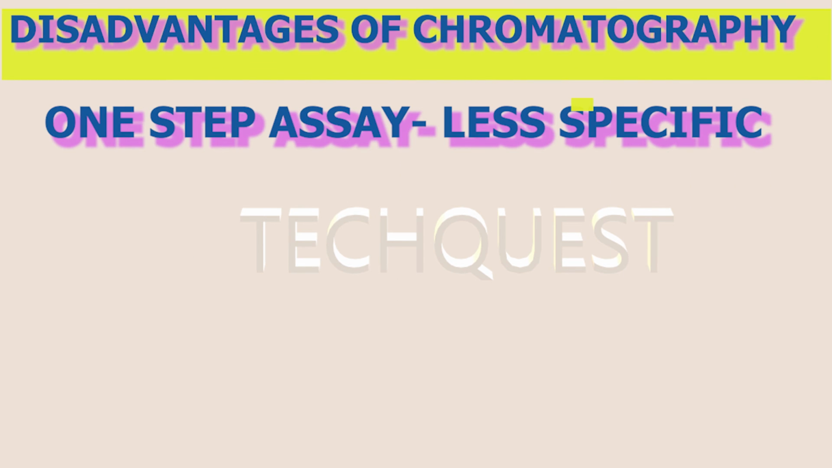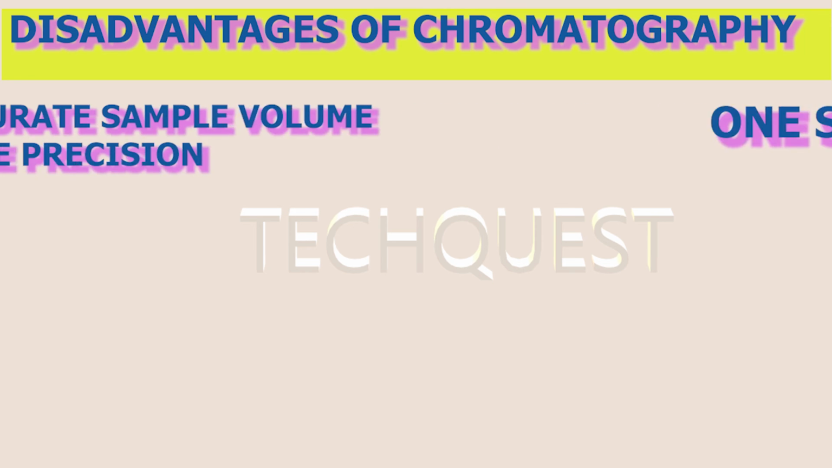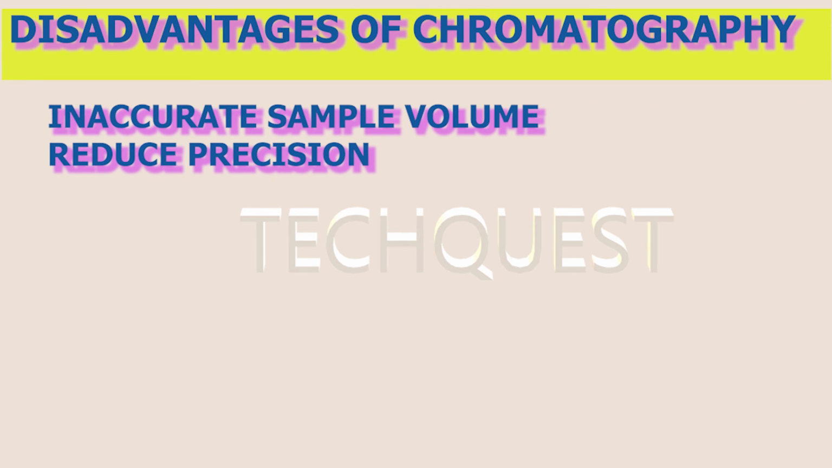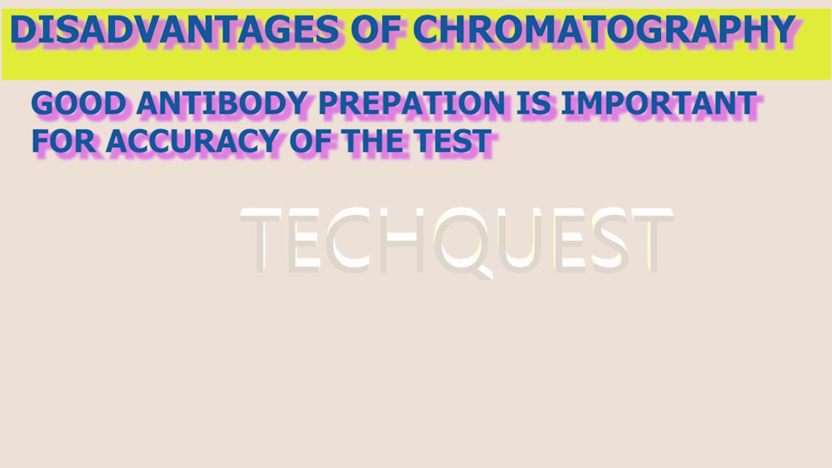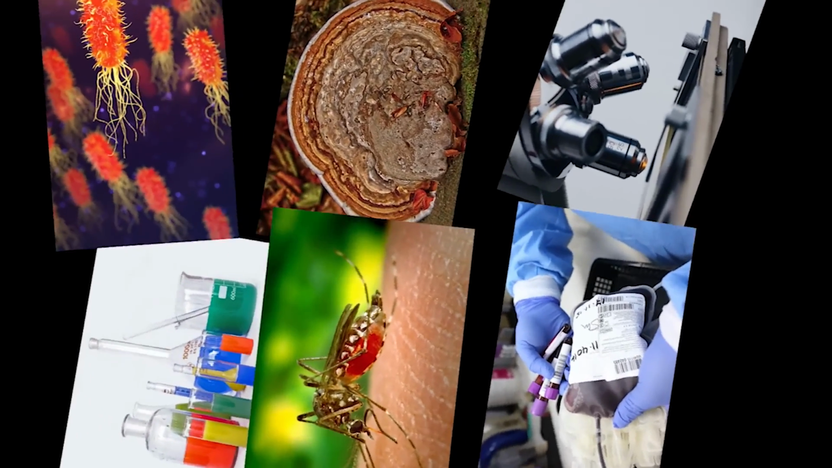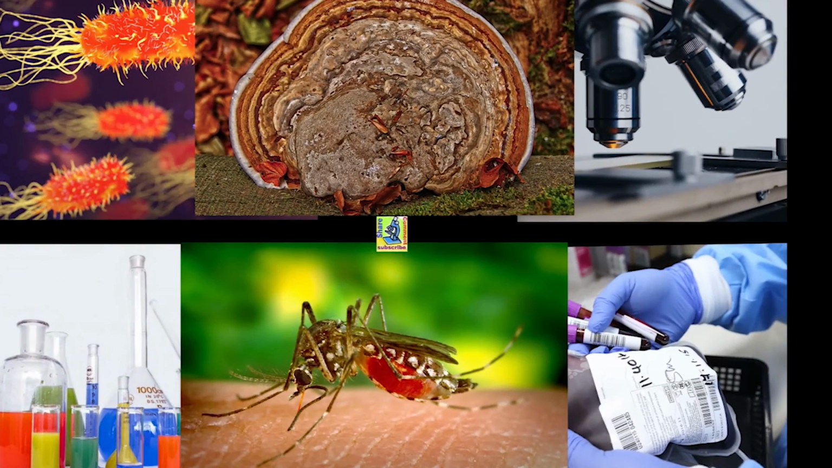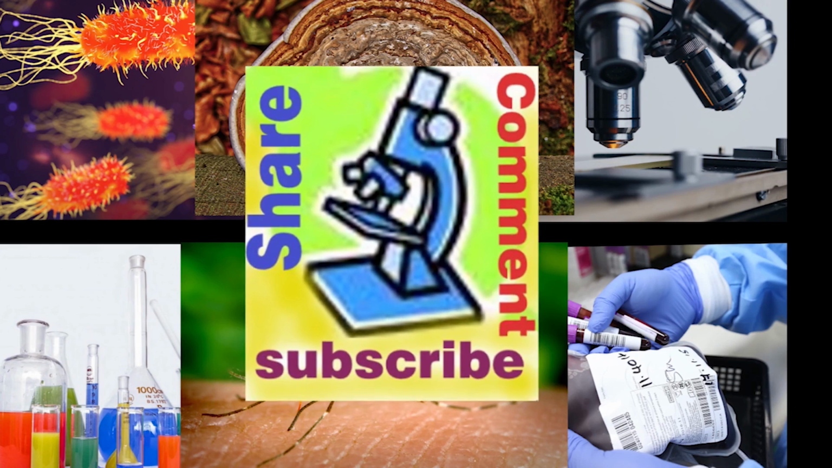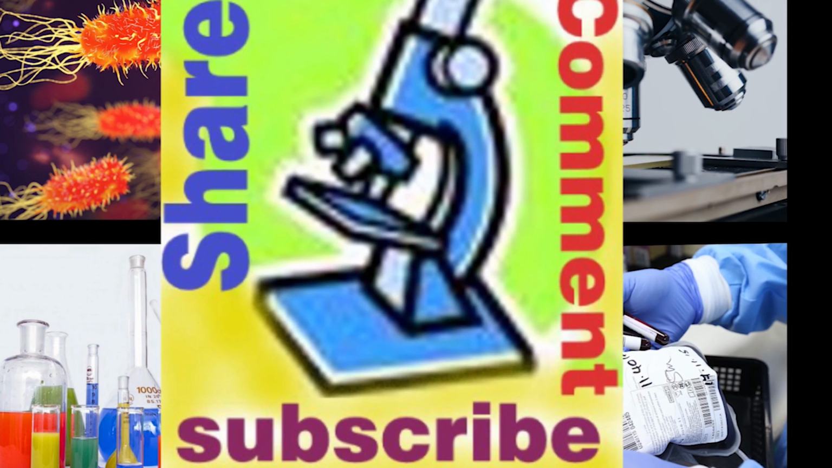What are the disadvantages? One-step assay, so it's less specific and sensitive. Inaccurate sample volume reduces precision. Sample volume is restricted. The test gives limited sensitivity. Good antibody preparation is important for the assay. Analysis time depends on viscosity of the sample. Obstruction of pores due to matrix components can give a false negative report.